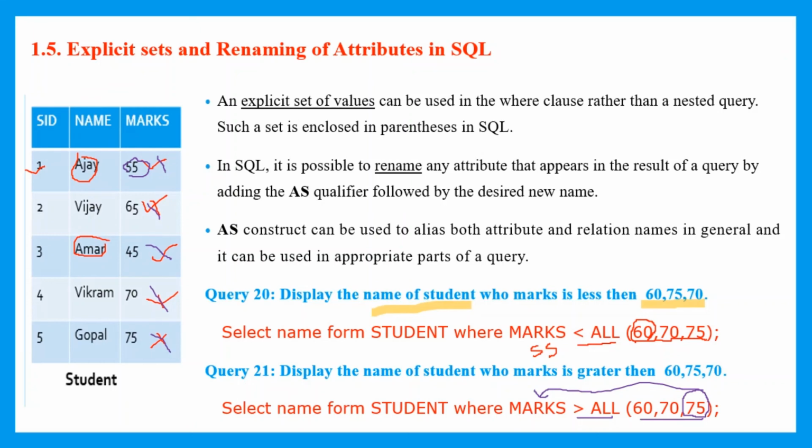Instead of using greater than all, if I use greater than any, then this row is going to be selected. Gopal is the one who becomes selected, who has marks greater than 75. Here I used greater than all, which means no rows are going to be selected. The result will be an empty set. This is how the explicit set is going to work in SQL.